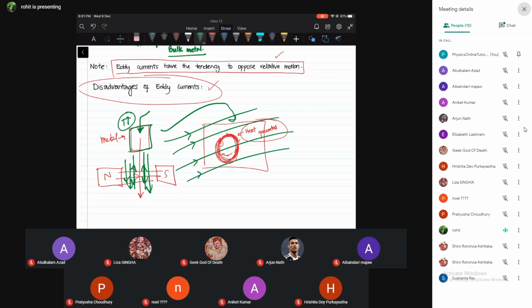Why is the temperature rising? Because the electrons in this metal piece keep moving round and round, and they hit and collide with other particles in this metal. When they continuously collide with other electrons and atoms, they generate heat, and the temperature of this metal piece rises. I hope you understand the meaning of eddy currents. I think you're clear with eddy currents, guys. Is it okay?